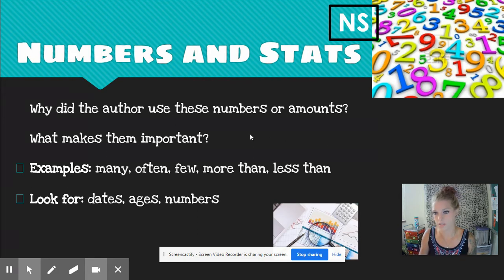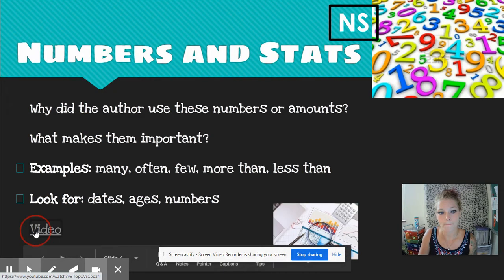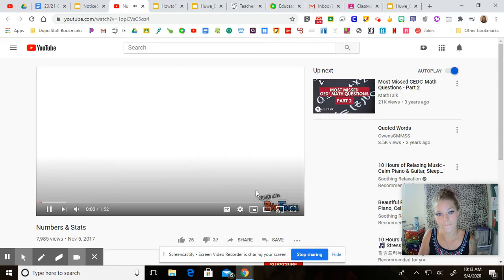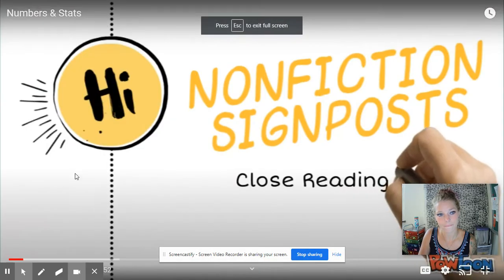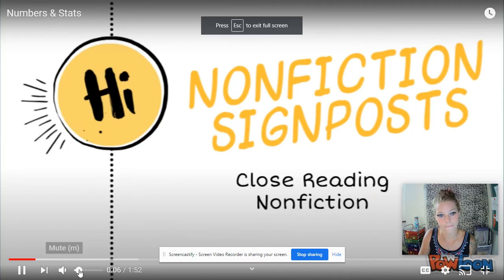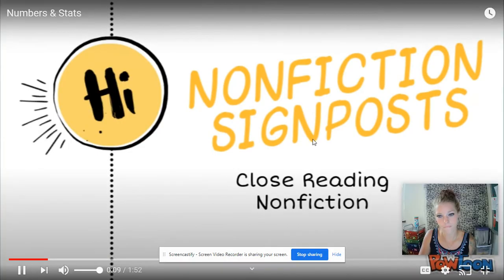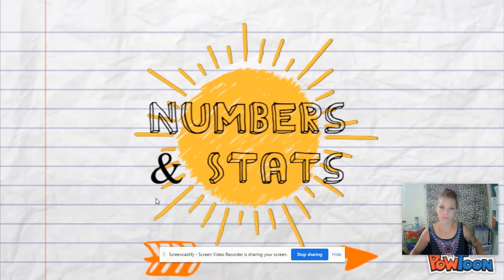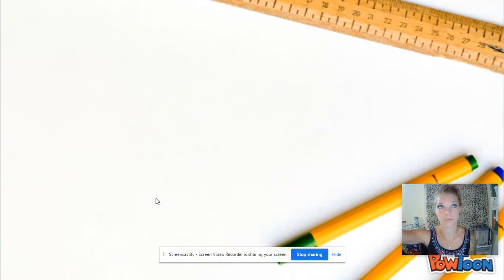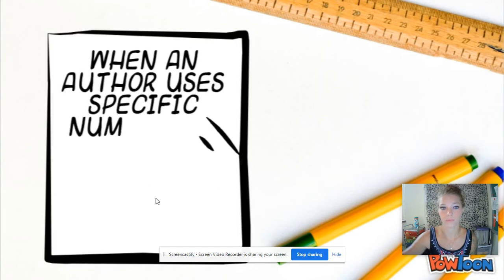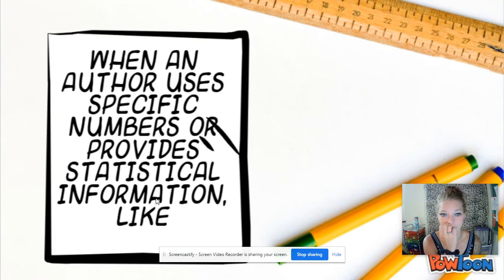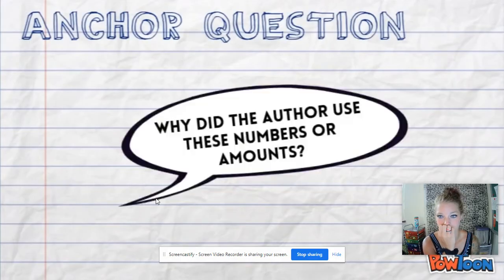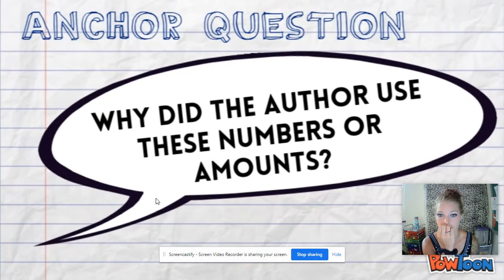You also want to look for dates. So, literally numbers, dates, ages. Those will all stick out to you for numbers and stats. It is when an author uses specific numbers or amounts or provides statistical information. When you notice a number or stat, you should stop and ask yourself, why did the author use these numbers or amounts?